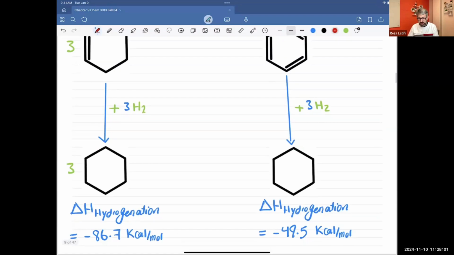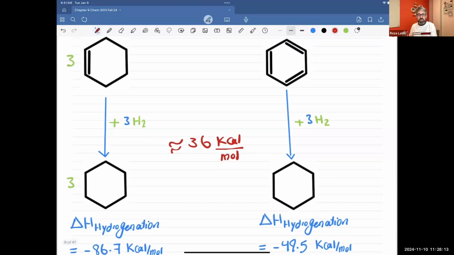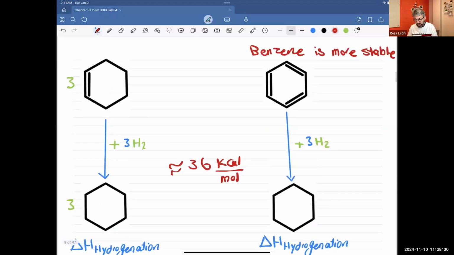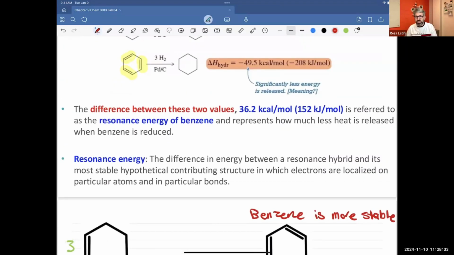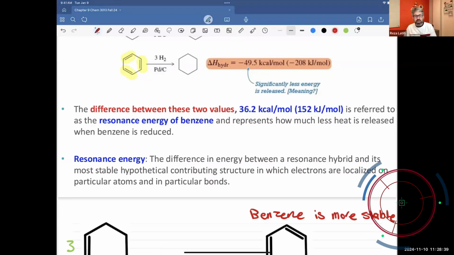And what's the gap between them? The gap between them is hanging around 36 kilocalorie per mole. So something is making benzene more stable, and that's the reason we get less heat. The first one we got 87 almost. This one we got almost 50. So the gap, as I said, is around 36 kilocalorie per mole. Something hidden is making benzene more stable, and that's what we call resonance energy. So the resonance energy is the reason that benzene is creating less heat. And next lecture, I'm going to go through this one. But for now, let's stop here, and thank you very much.